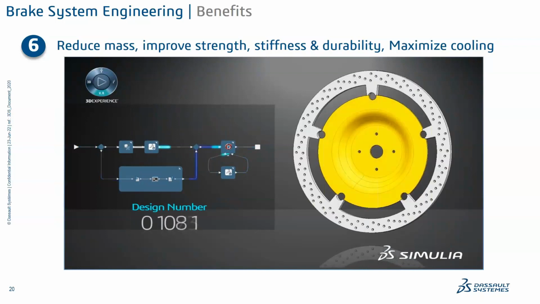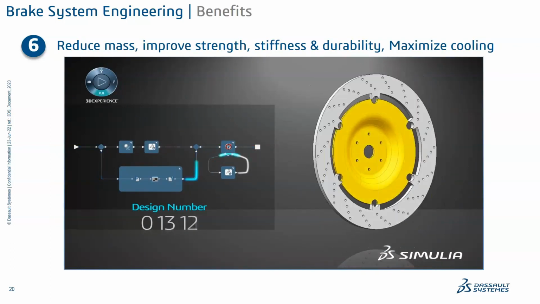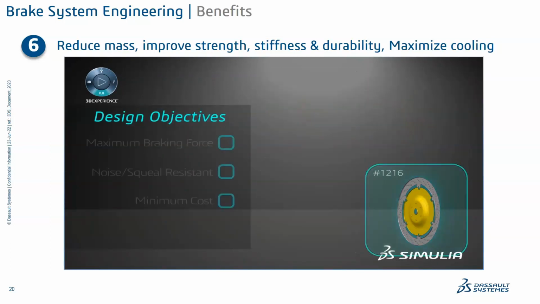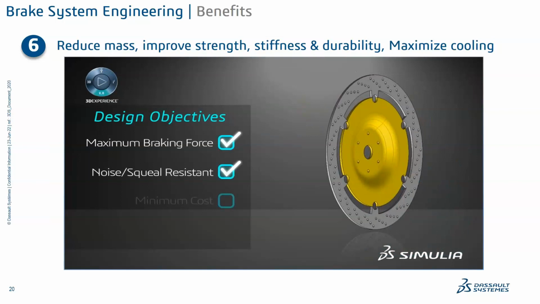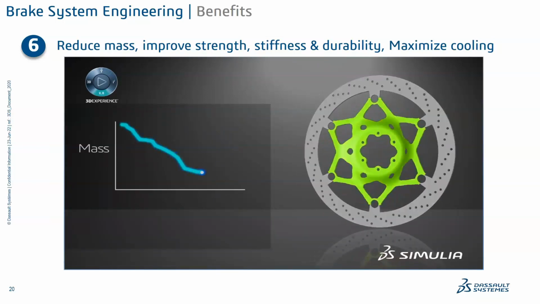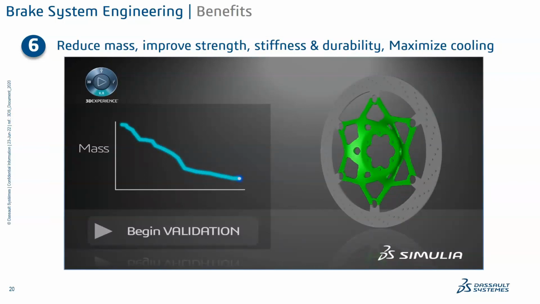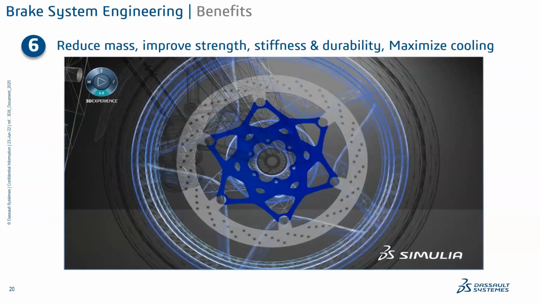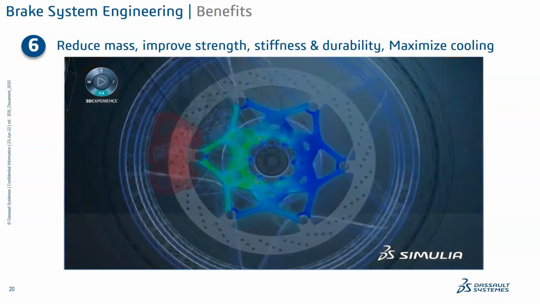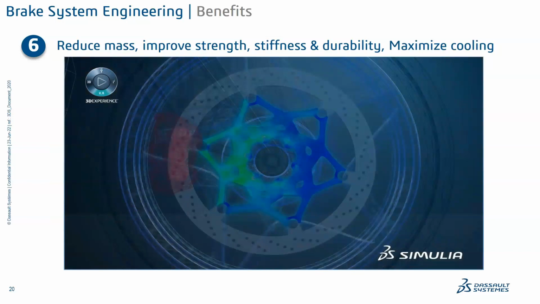So this is a video on reducing the mass and improving the strength, stiffness, and durability, and maximizing the cooling. Using this industry process experience, engineers can reduce mass, improve strength, stiffness, and durability while maximizing the cooling. In this example, maximum cooling improvement of more than 20% is achieved, the mass has been reduced by around 25%, and the peak stresses have been brought down by 20%.